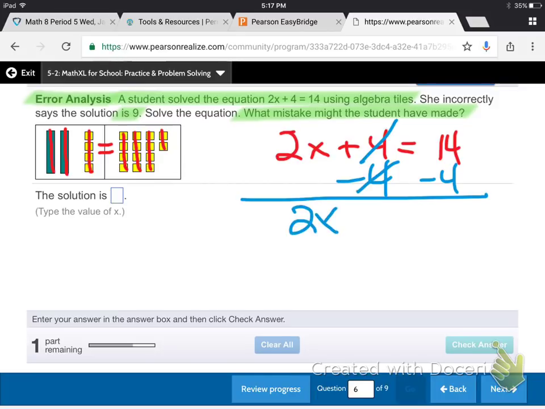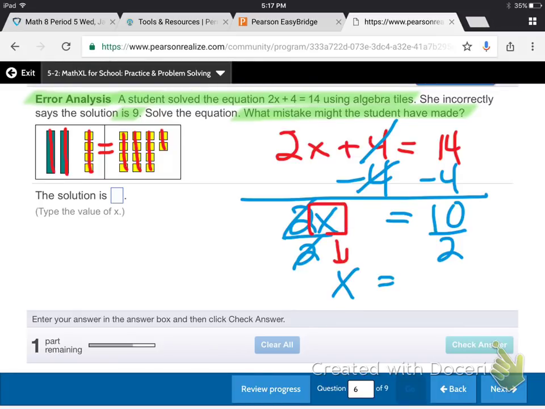So bring down the 2x, and 14 minus 4 is 10. And then we're going to divide by what? The coefficient of the variable, the number in front, so that's 2. And then we do it on both sides. 2 over 2 cancels, so x is what we're left with right there, right? Can you see that? This is the only thing left on this side of the equation now. So you bring it down, x equals 5.